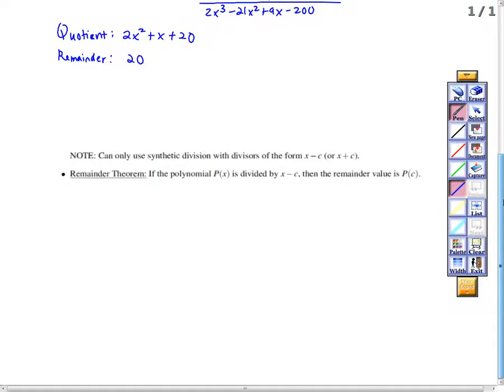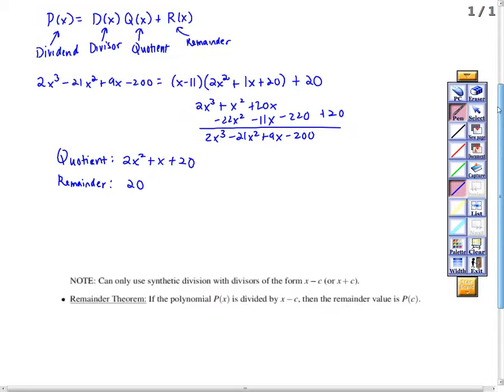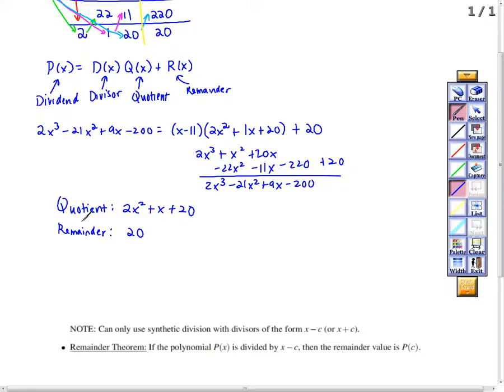And notice again I have the note, we can only use synthetic division with divisors of the form x minus c or x plus c. We have the remainder theorem. If the polynomial p of x is divided by x minus c, then the remainder is p of c. Okay, so that means if I'm looking at this and I say what is p of 11, the answer is going to be 20 every time.